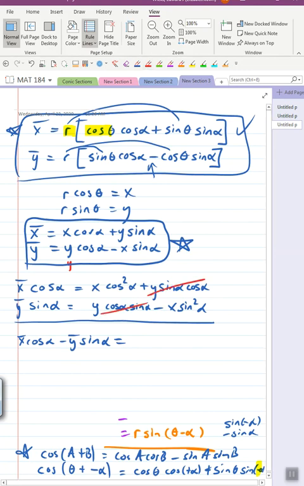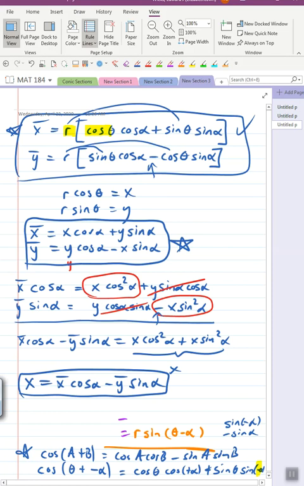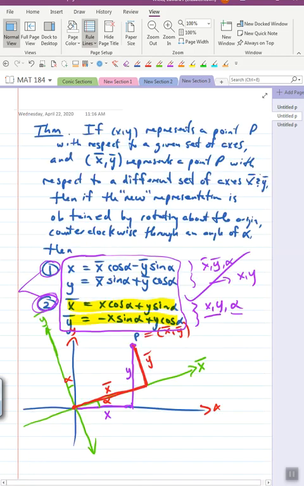These two are going to subtract out, and you're going to get this guy minus this guy. But that means when you subtract, this subtraction right here is going to change to an add, which means you're going to have x cosine squared alpha plus x sine squared alpha. This is just x, isn't it? If you factor out the x, there's a sine squared plus cosine squared, which is 1, which means I have x equals x bar cosine alpha minus y bar sine alpha. And if you notice, that's this equation.